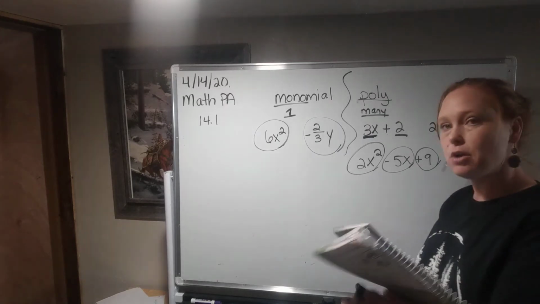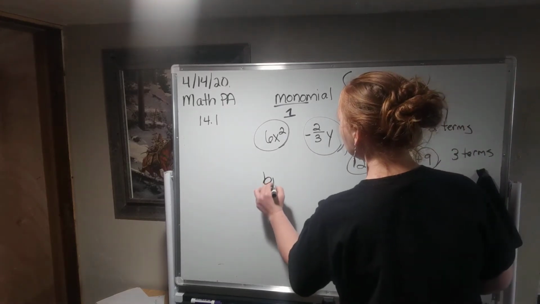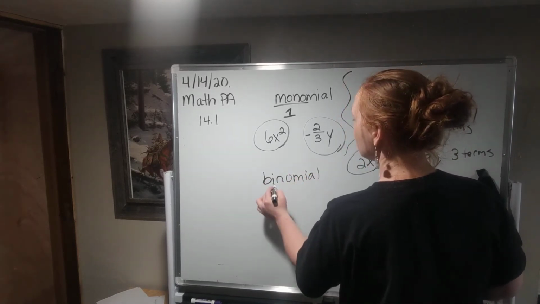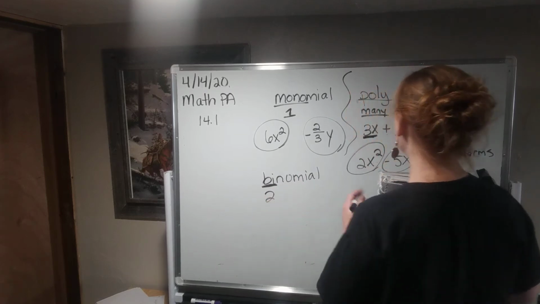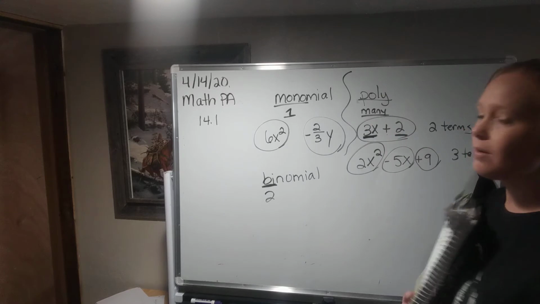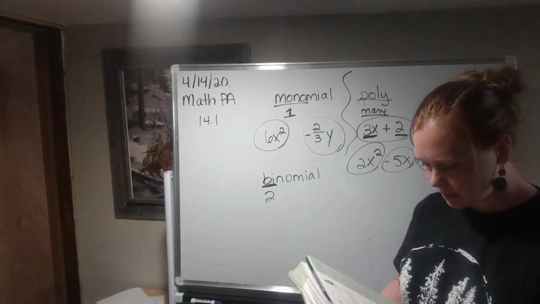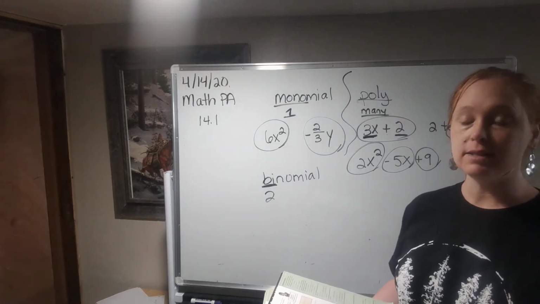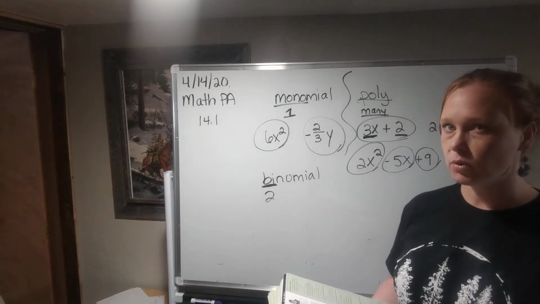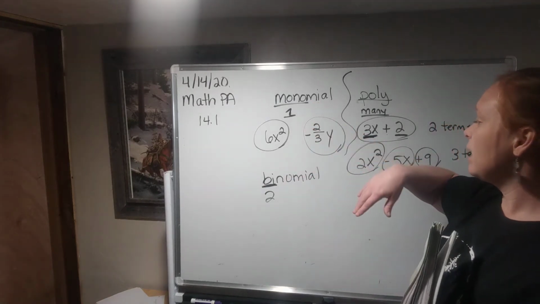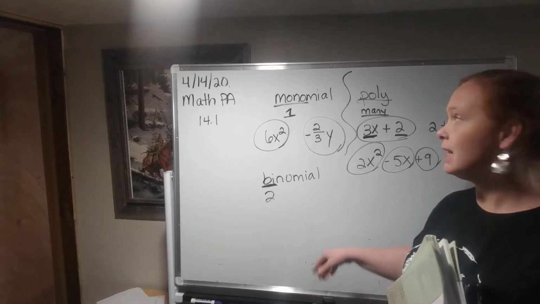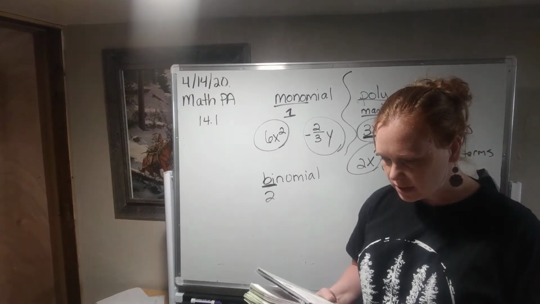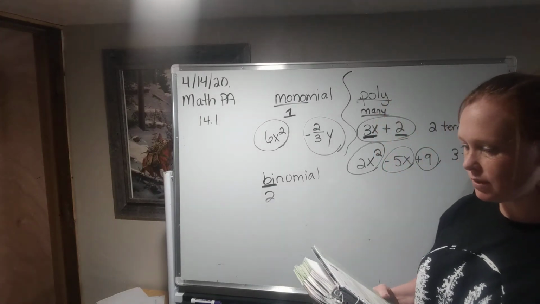Now, a binomial, which this one is not as important. Think about a bicycle. It has two wheels. So a binomial has two terms. So this is a polynomial, but it's also a binomial. Okay? And then they give you the definition of a trinomial. Think of a tricycle. A trinomial has three terms. Okay? So we have monomial, we have a binomial, we have a trinomial, but anything over one is a polynomial. Okay? All right. So let's keep moving on with these.